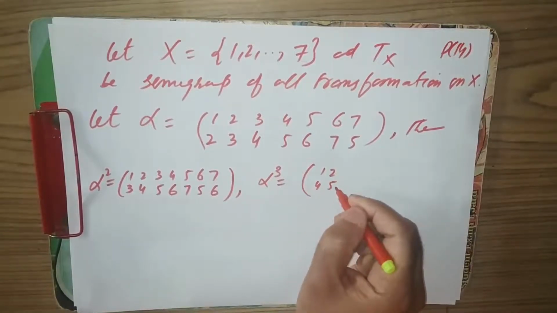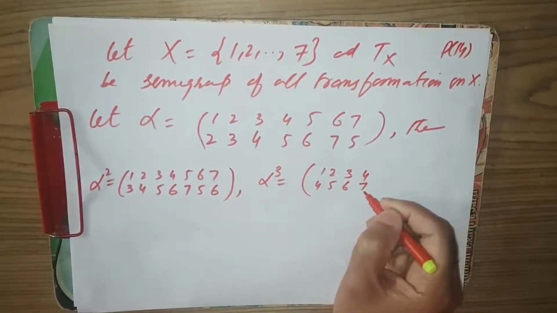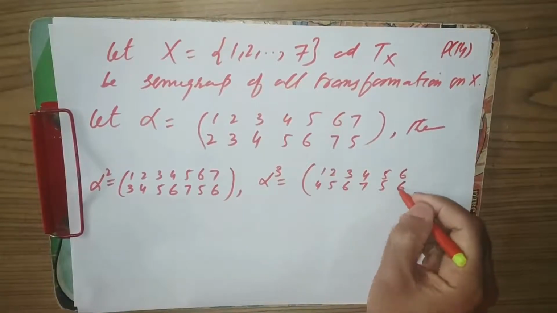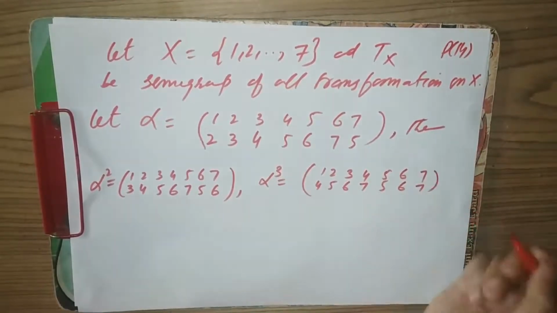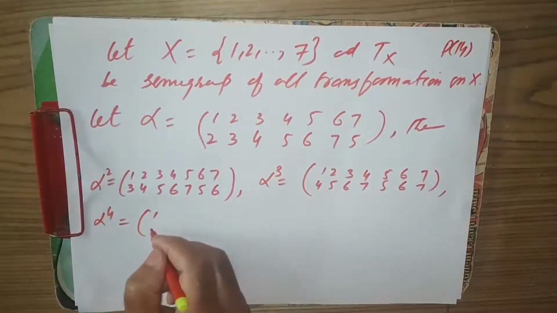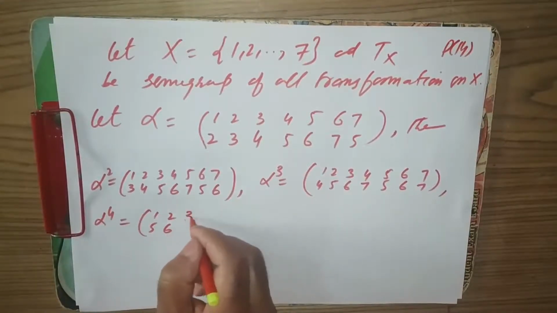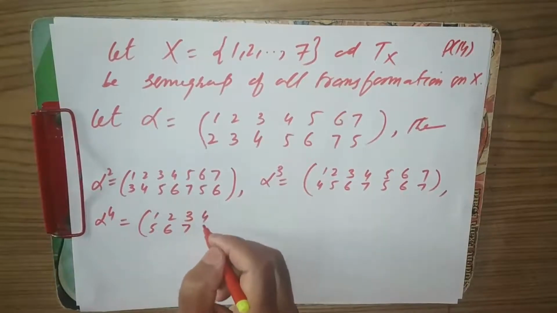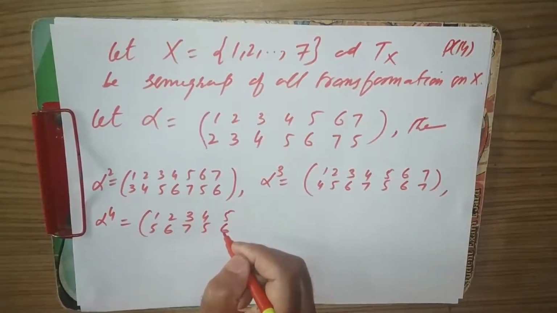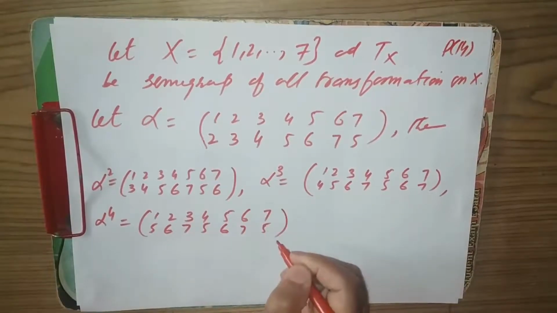Then you can see alpha cube: image of 1 is 4, image of 2 is 5, 3 goes to 6, and 4 goes to 7, then 5 goes to 5, 6 goes to 6, and 7 goes to 7. Then alpha power 4: 1 goes to 5, 2 goes to 6, 3 goes to 7, 4 goes to 5, 5 goes to 6, 6 goes to 7, and 7 goes to 5. This is alpha power 4.